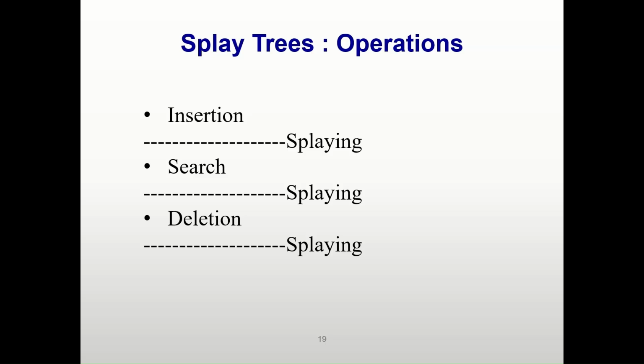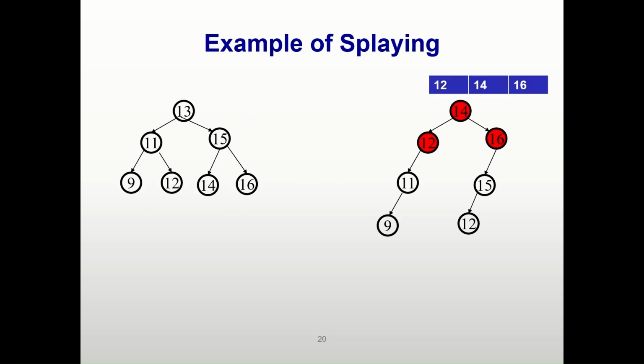Now let's talk about what splaying is. Splaying is an operation to bring the most frequently used elements closer to the root. So if I want to search 12, 14 and 16, my binary tree looks like this, where 14 will be the root and 12 will be the left child and 16 will be the right child.